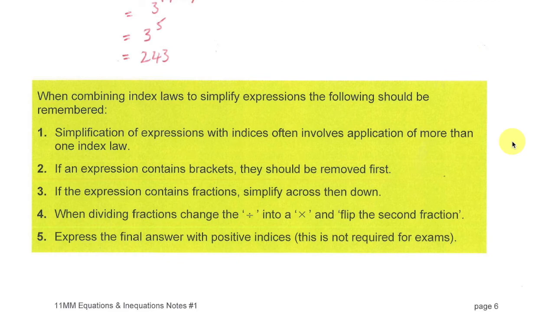Okay, so just a bit of a summary here about our approach for simplification. Just remember that you're going to use a variety of the index laws. Whenever you've got brackets, do those first. If we've got fractions, then simplify across and then down. So do your top, then your bottom. When we're dividing by fractions, then what you should do is take the second fraction, make it a multiplication and flip it.